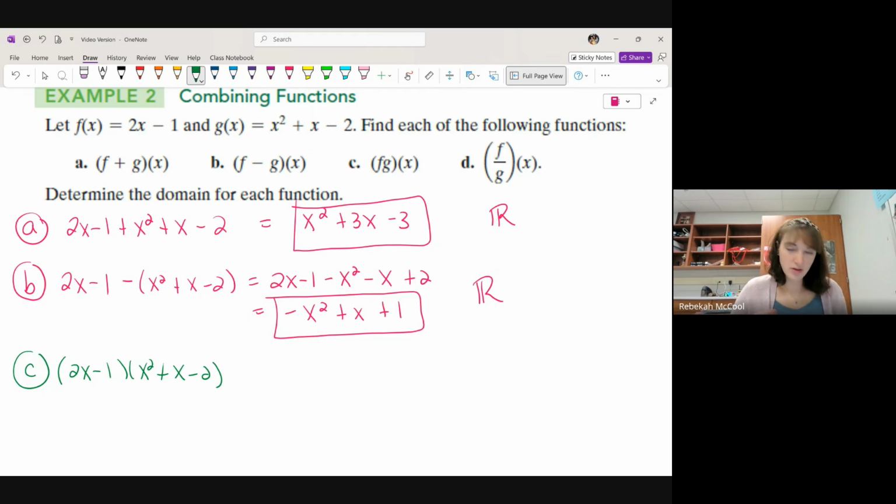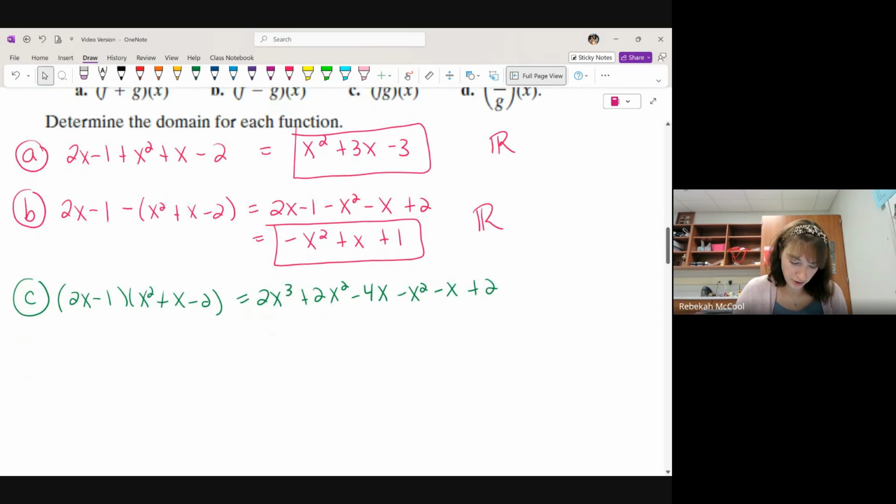So usually what I like to do is I take my first term from the first set of parentheses and multiply it throughout. And then I'll take my second term and multiply it throughout. And then we can combine. So 2x times x squared becomes 2x cubed. 2x times x is 2x squared. And 2x times negative 2 is negative 4x. Then I multiply. Negative 1 times x squared is negative x squared. Negative 1 times x is negative x. And negative 1 times negative 2 is positive 2.